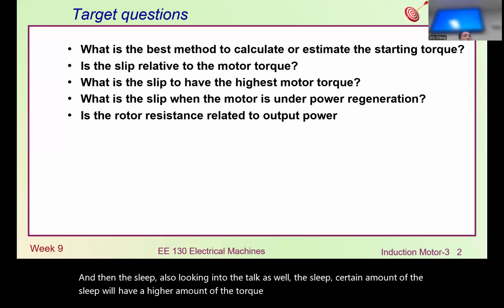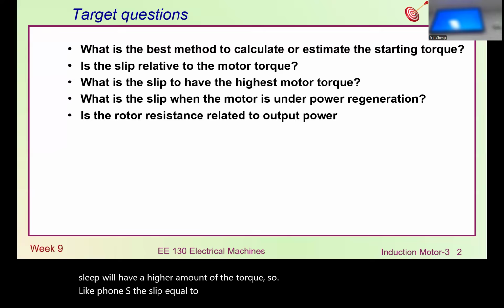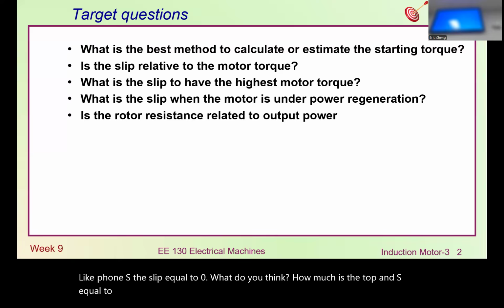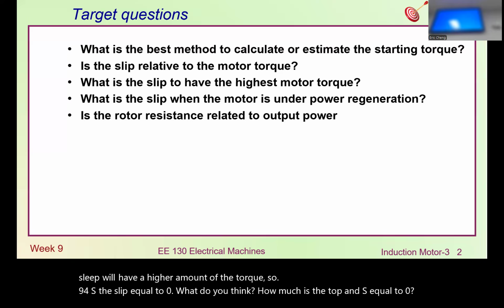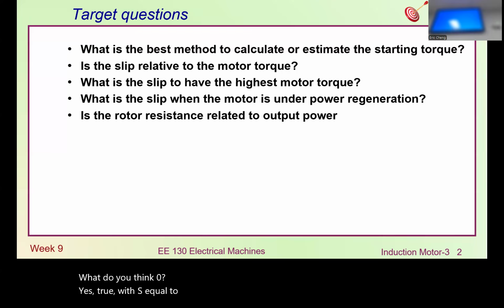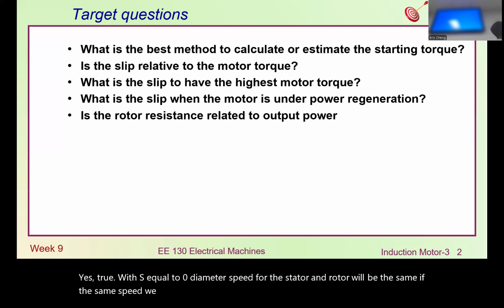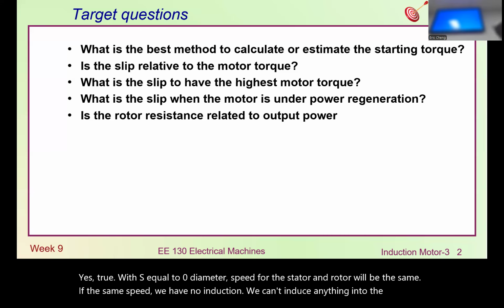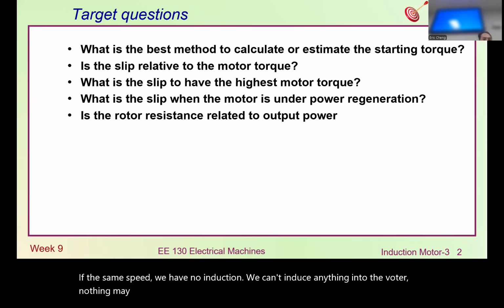So for S, the slip, equal to 0, what do you think? How much is the torque at S equal to 0? Matthew, what do you think? 0. Yes, true. When S equals 0, that means the speed for the stator and the rotor will be the same. If the same speed, we have no induction. We can't induce anything into the rotor. Nothing can be induced, that means we have no torque there.